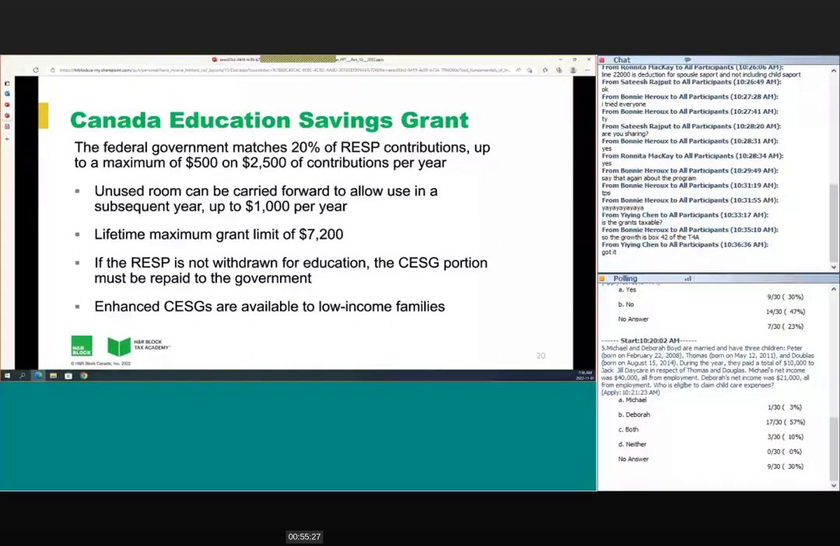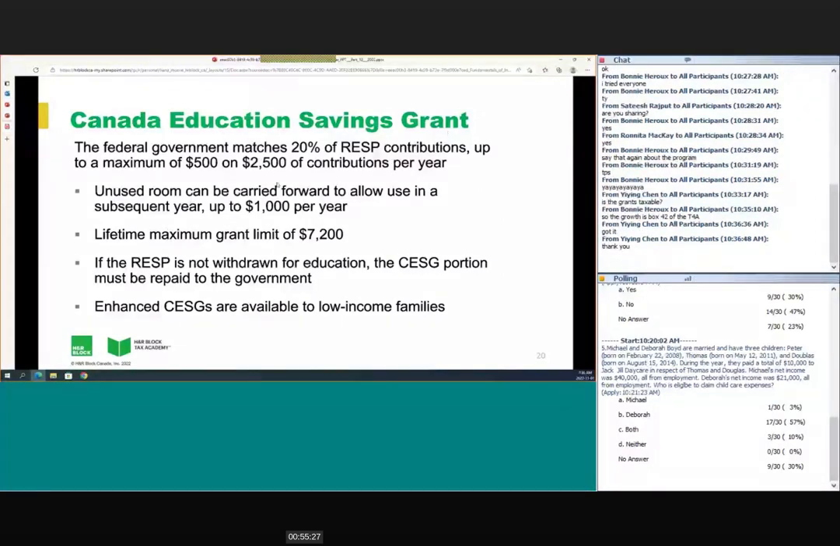So the government has this program. It's called the Canada Education Savings Grant, also called CESG. All right. So the government matches 20% of your RSP contributions up to a maximum of $500 on $2,500 of contributions per year. So I used to do this. I used to do the minimums, like put $2,500 in, and I got my $500 grant for my funds, right?